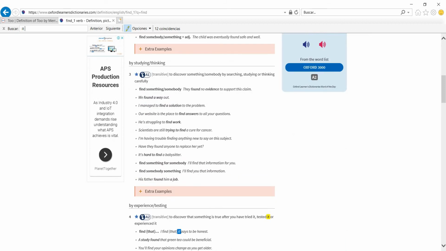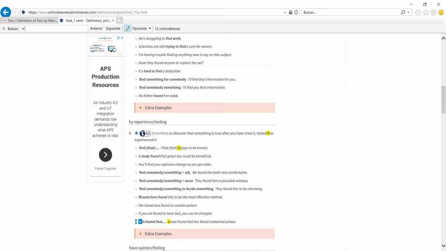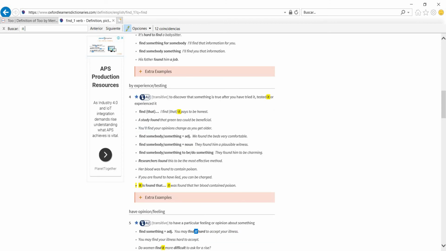So we have the examples here. I find it best to be honest, but this is the one I wanted. You may find it hard to accept your illness. Do women find it more difficult to ask for a raise, right? So a very good example of this verb followed by "it," right?